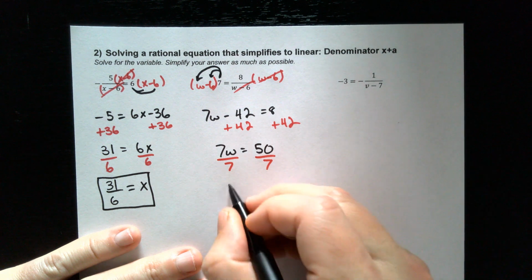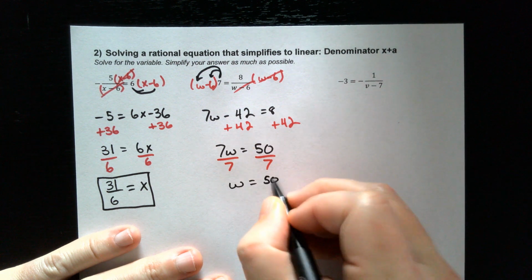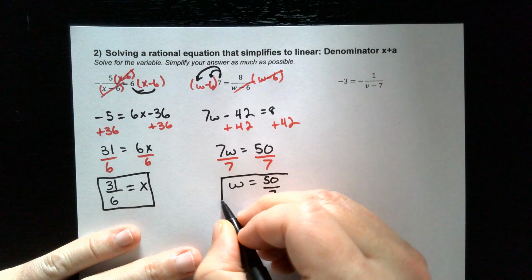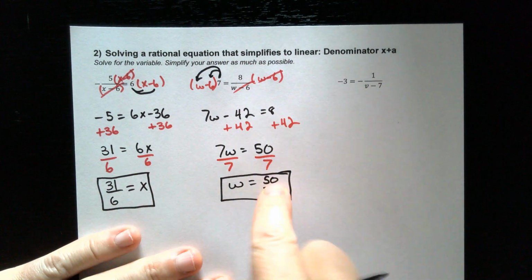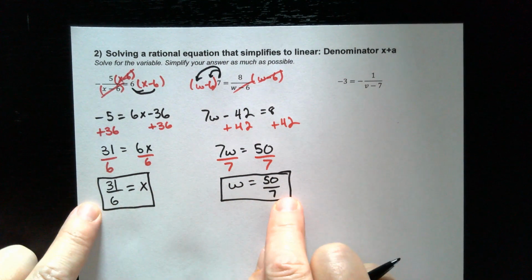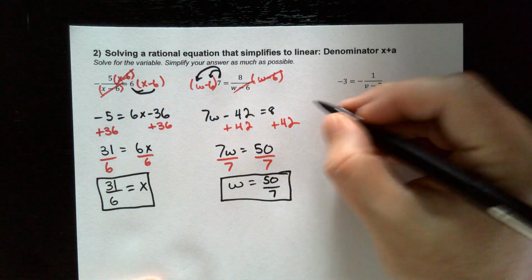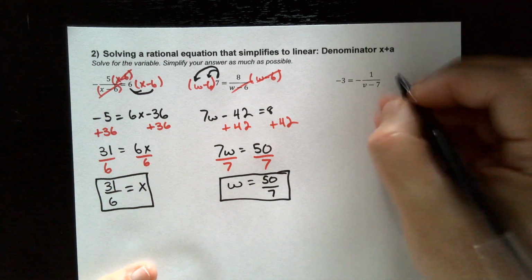Okay, so I get w is equal to 50 over 7. Neither one of these can be reduced because nothing that goes into the bottom also goes into the top other than 1. Okay, last one.